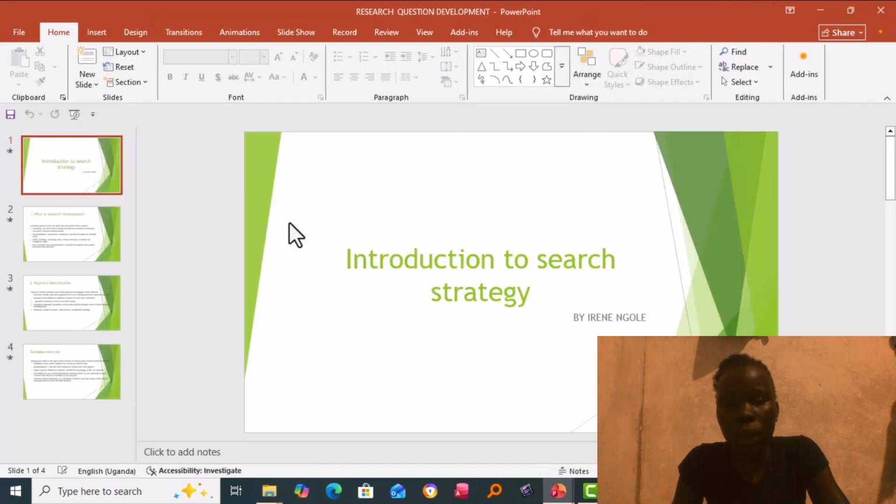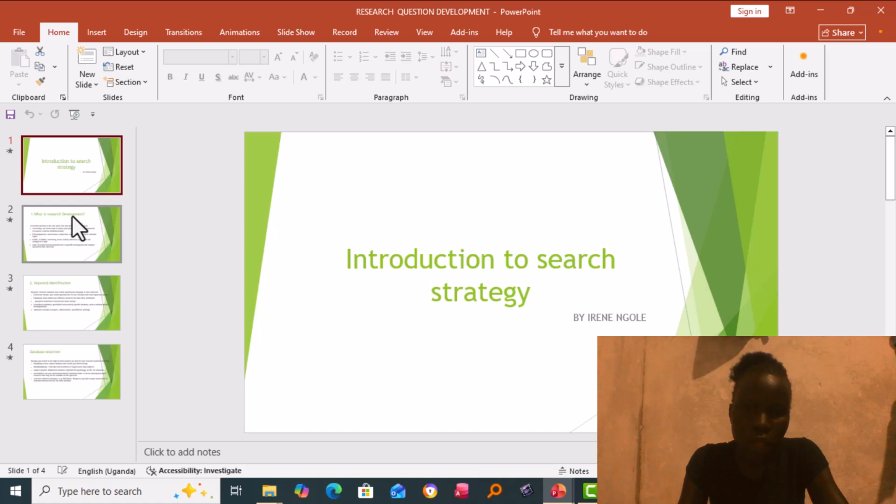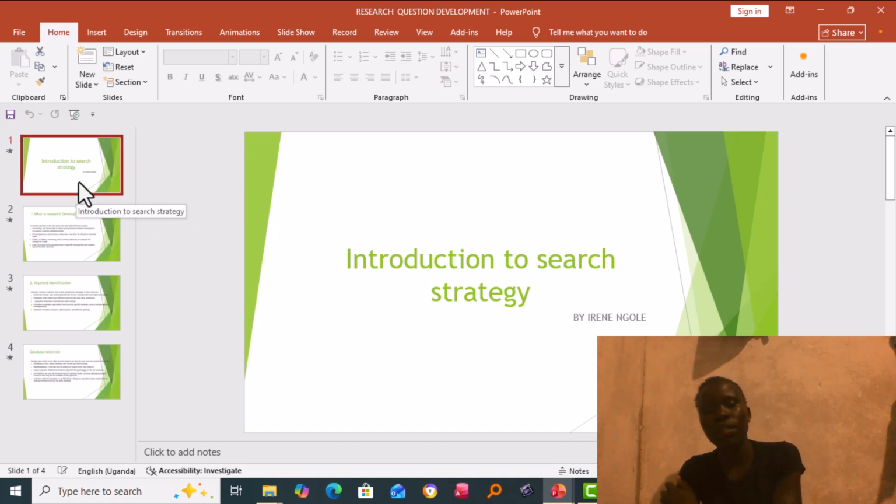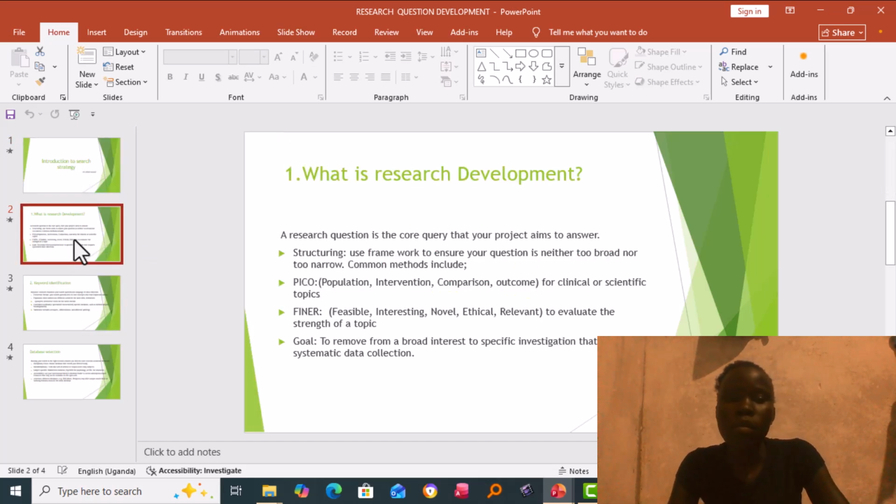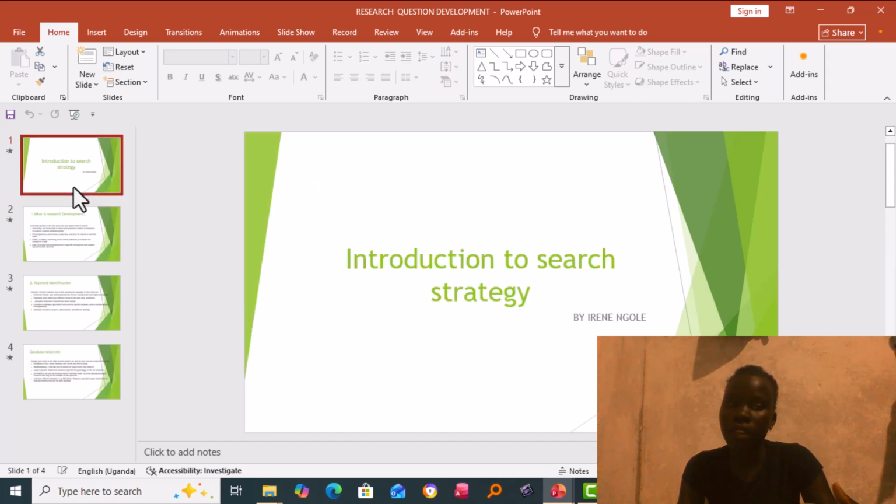So, we have the slide here with me. Let us go through it. We shall look at the introduction to the search strategies first of all. Today we are going to look at what research development is. Under research development we have the search strategies, and of course we have to look at the introduction to the search strategies.